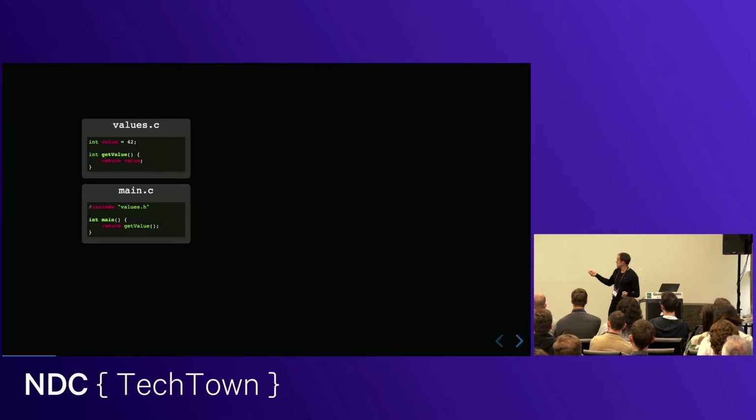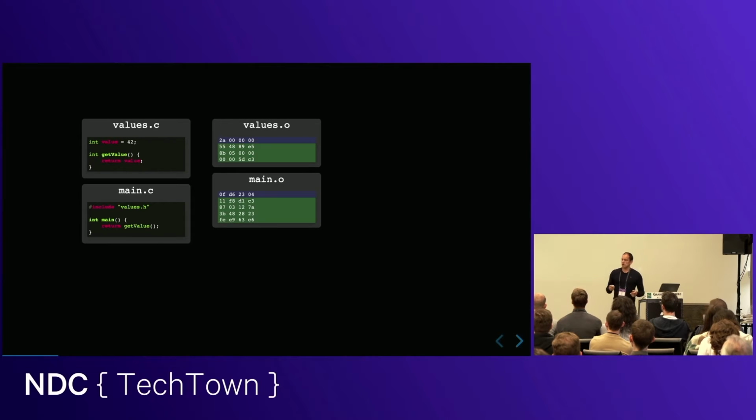So the compiler is going to take main.c, and then it's going to just copy-paste values.h in here and compile that. And that's what we call a translation unit. So the C file with all the includes included, that's a translation unit. And it's entirely independent of all of your other translation units when they're compiled.